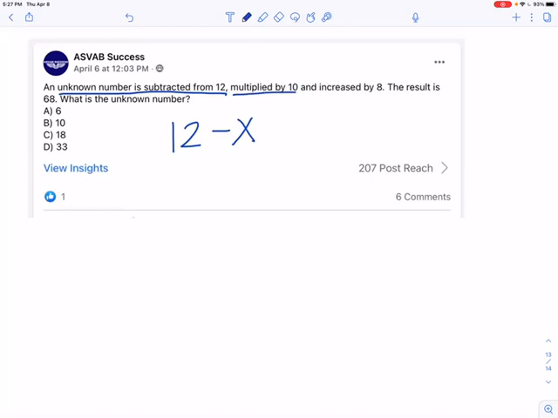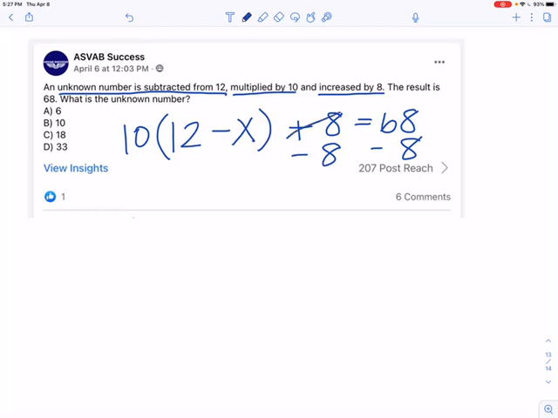It's then multiplied by 10. So this whole thing gets multiplied by 10. And increased by 8. So whatever the result of multiplying by 10 is, that is increased by 8. And it gives you 68. Okay, so right off the bat, I'm going to subtract 8 from both sides, because I like simplifying things and I want to get rid of this extra stuff. The 8 doesn't have to be multiplied by anything, so I can just subtract it. So that gives me 10 times (12 minus x) equals 68 minus 8, 60.